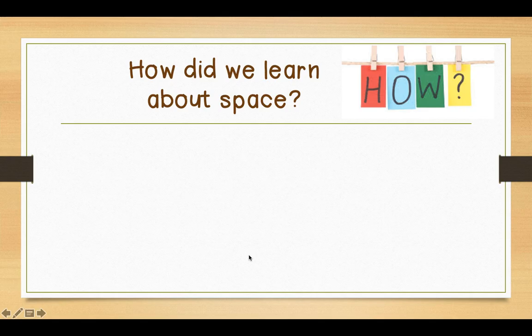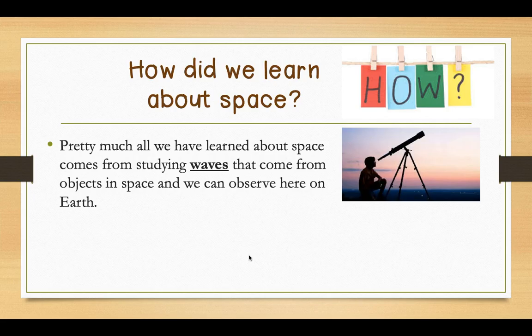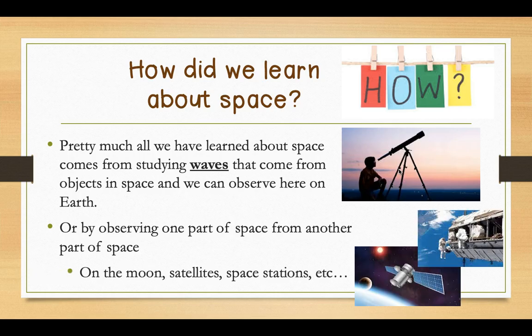All right. So the next thing you might be wondering is, okay, so how did we learn about space? Well, the general idea is that objects from space give off waves that come to the Earth and we can observe them. Whether that's through telescopes like this one or really powerful fancy telescopes, we can observe those waves that come from space to the Earth. Or we can go out into space and observe one part of space from a different part of space. So things like space stations and landing on the moon and satellites can also give us information that we interpret here on Earth.